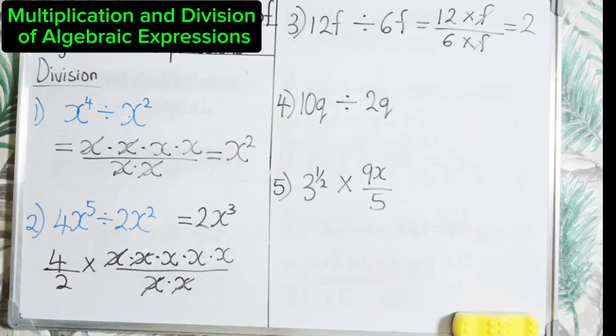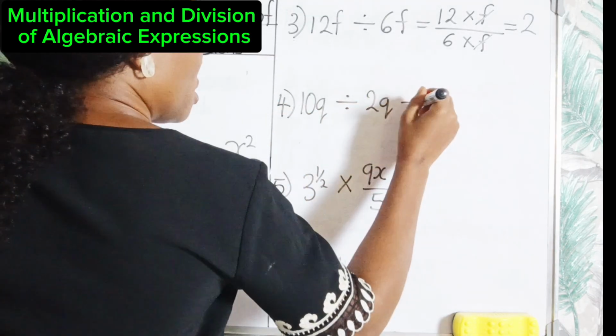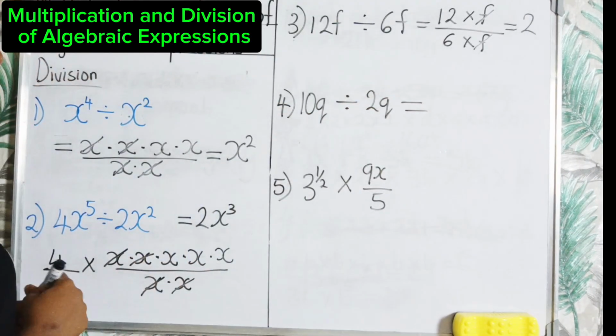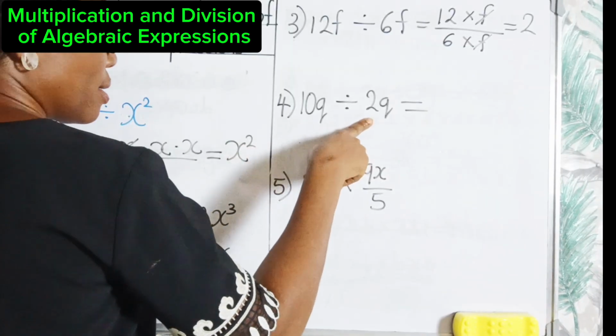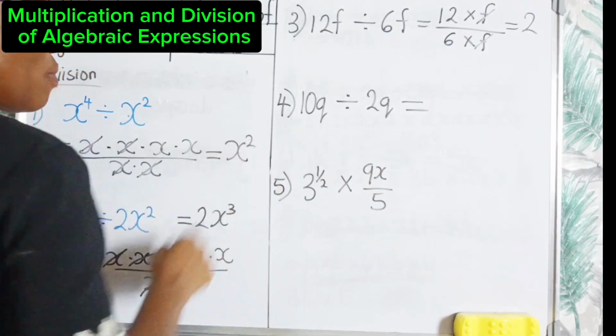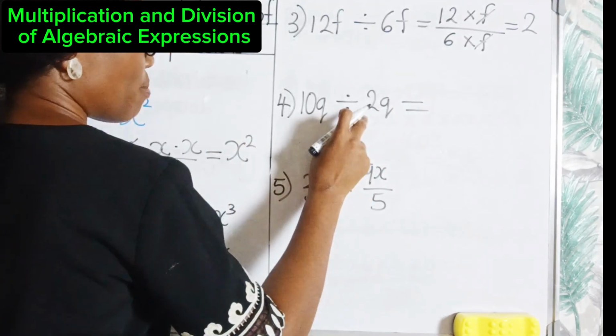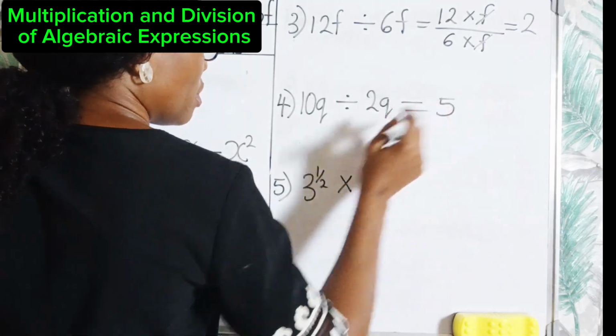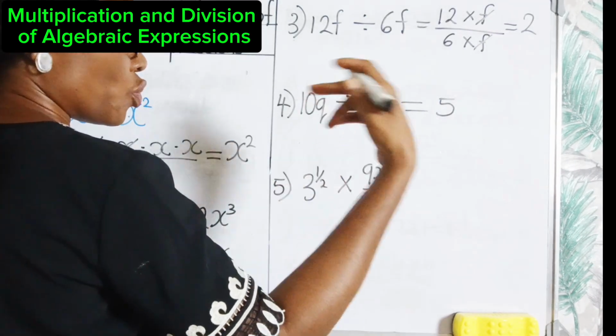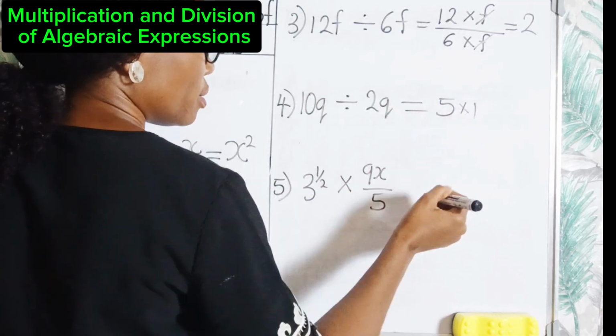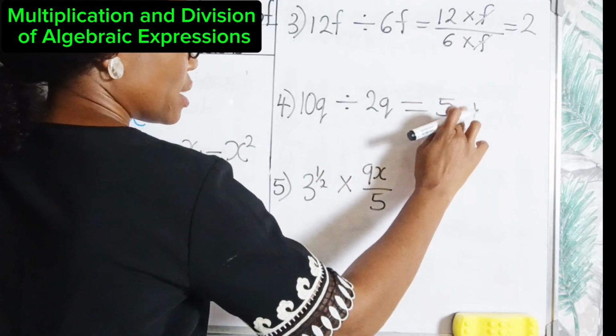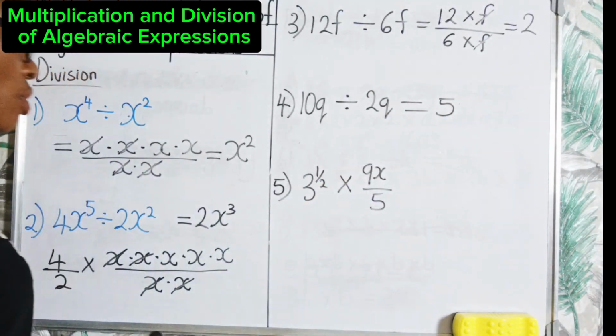Now we come to this one. What will this be? 10q divided by 2q. Coefficient will divide coefficient. 10 divided by 2 is 5. And then q divided by q is 1. That's times 1. And 5 times 1 is the same thing as 5.